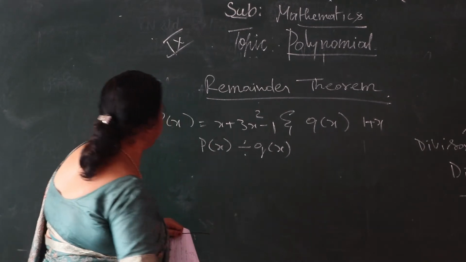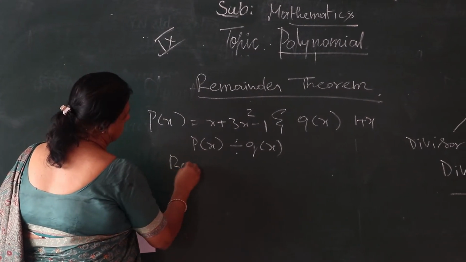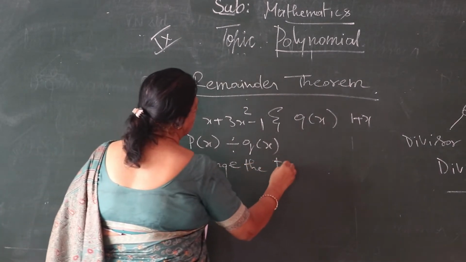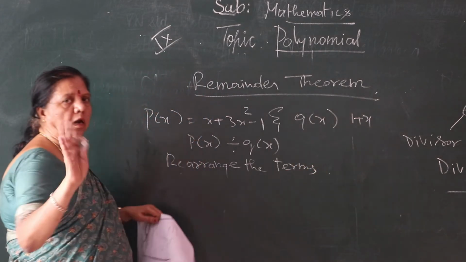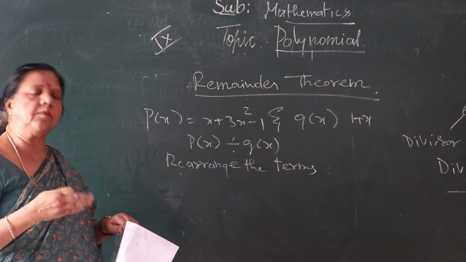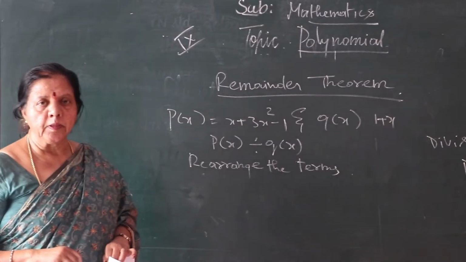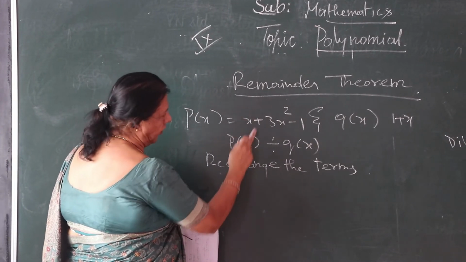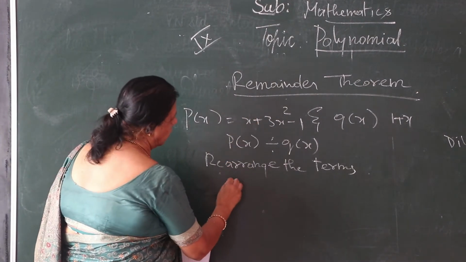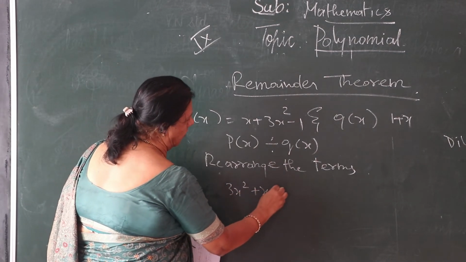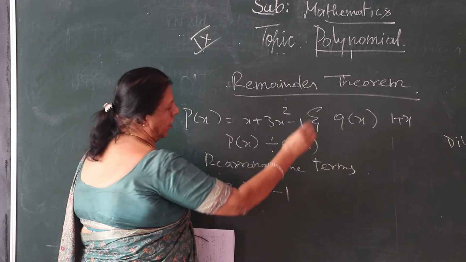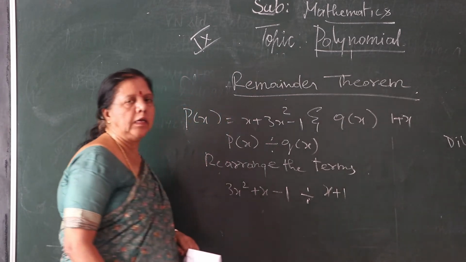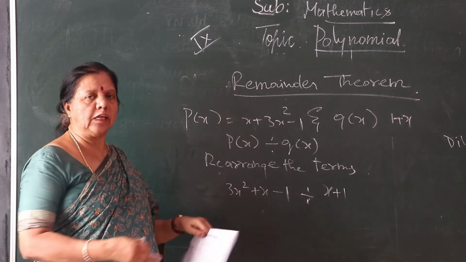So rearrange the terms. Rearrange the terms. Sometimes they will give like that. Always they are not giving rearranged terms. Sometimes directly they are giving the sums, children. Okay. So here see the power is 2. Here power is 1. You shift it with the sign. So 3x square plus x minus 1. Here 1 plus x is there. You make it as x plus 1. So 3x square plus x minus 1 divided by x plus 1. Okay, this is very easy.